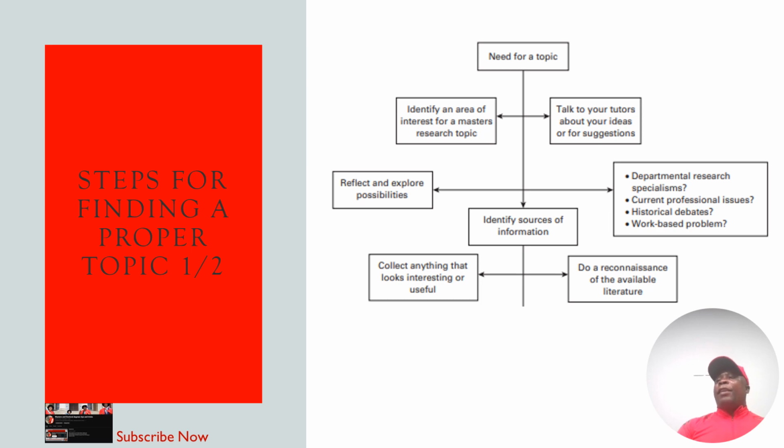Then identify sources of information. In most universities, I know identifying sources is one of the criteria they use whenever you send your proposal for approval. They want to make sure that when you are researching, you have enough literature out there for you to carry out your research. It's very important for you to take note of that.